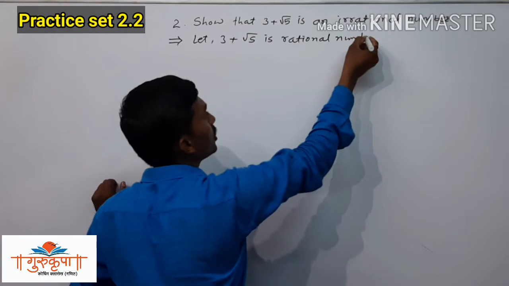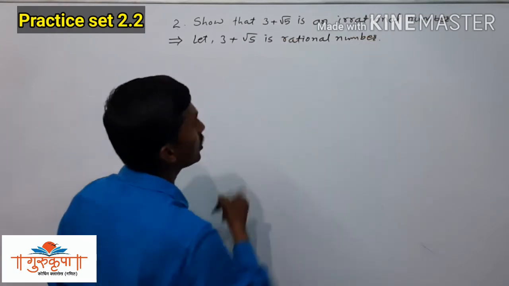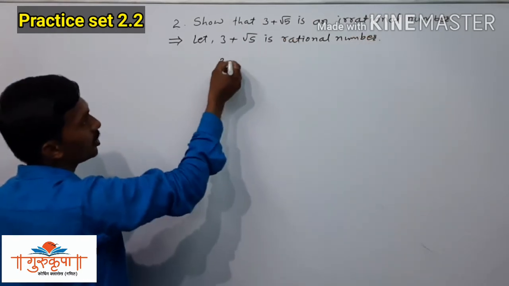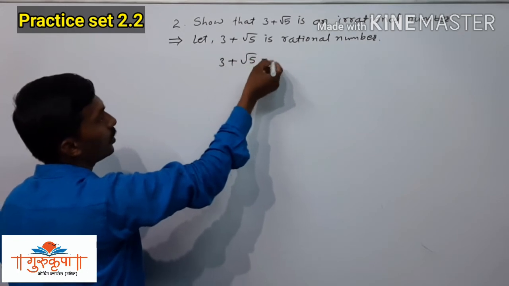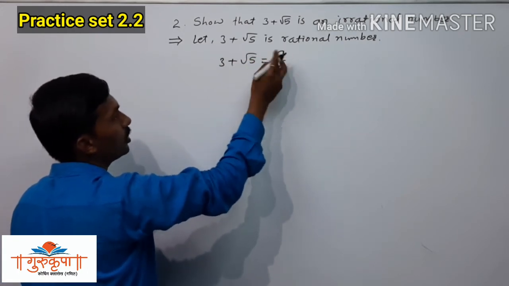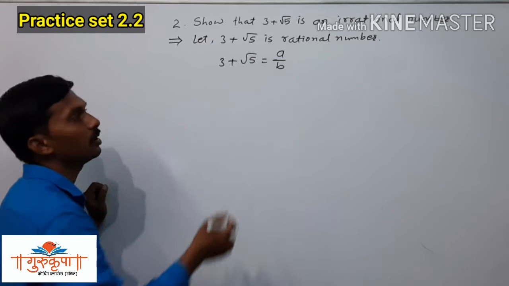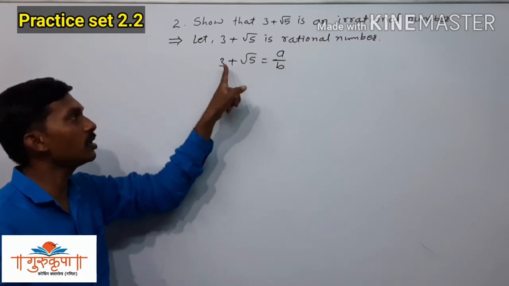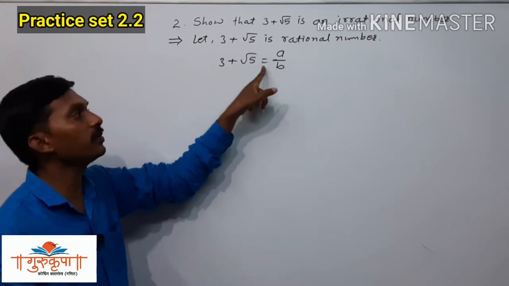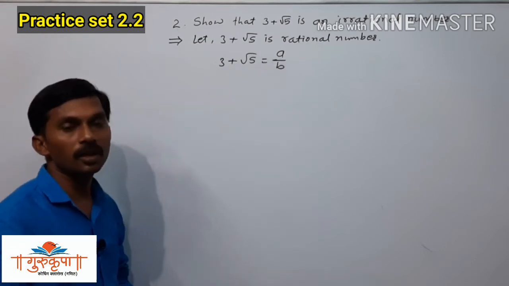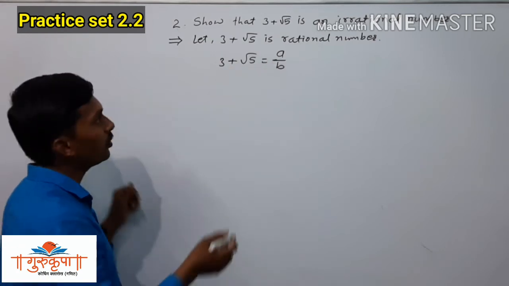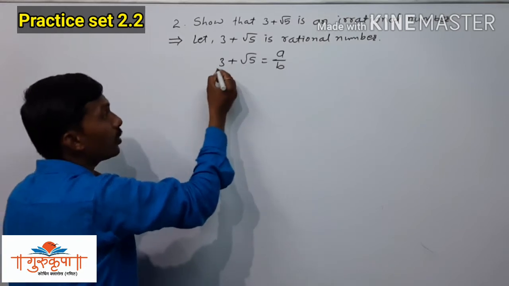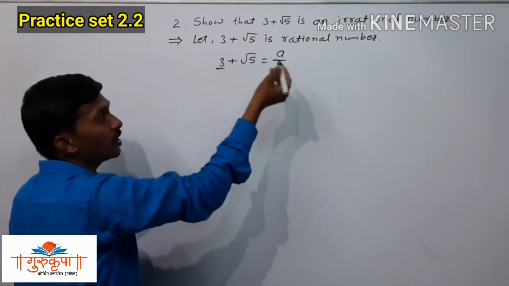And since we consider that 3 plus root 5 is rational, we will write it as 3 plus root 5 is equal to A upon B, that is in the form of A upon B. We can represent any rational number in A upon B form. So this is a rational number of 3 plus root 5 and we represent it in the A upon B form. Now here we have to transfer this 3 to the right side.